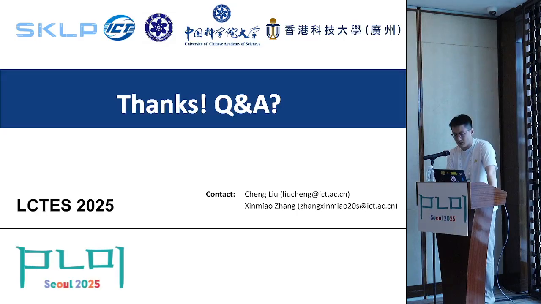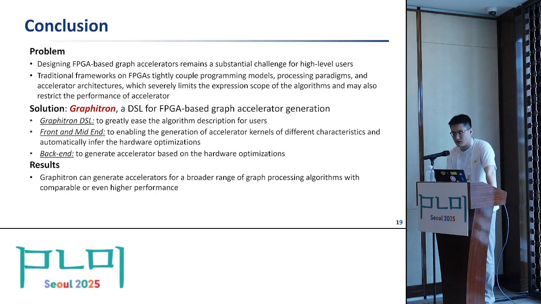To summarize, we propose Graphitron, a DSL for FPGA-based graph processing. It enables flexible, high-level graph algorithm description and compiles to optimized hardware designs.